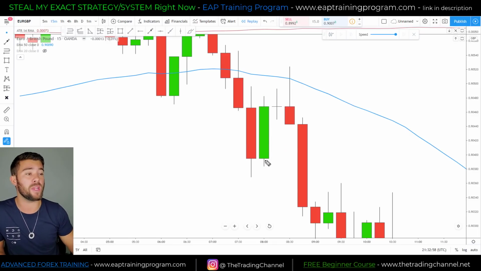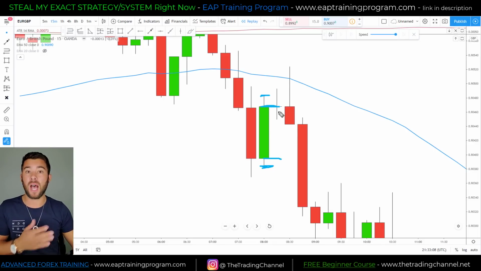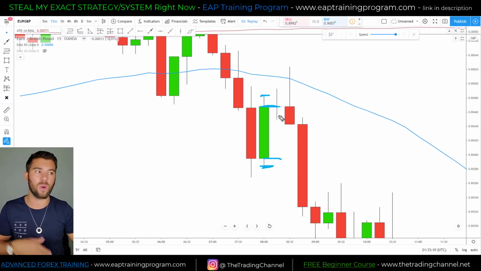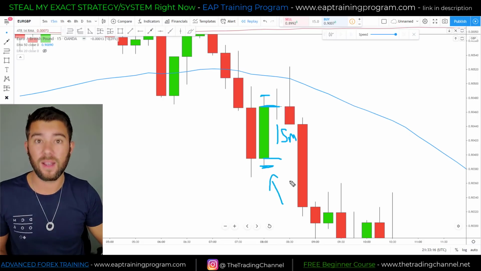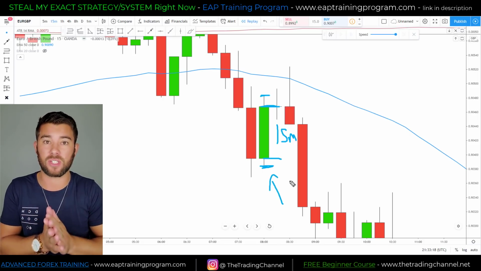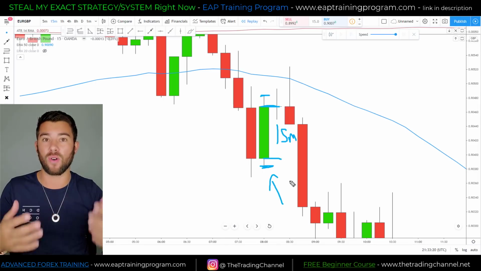Hopefully you were able to say that we opened at the bottom of the body of this candle, and we pushed down to a low here. We pushed up to a high here, and we closed right in this area on the top of the body of that green candle. That would represent the 15 minutes of price action where this candle existed. So that's how you read a specific candlestick on a candlestick chart.